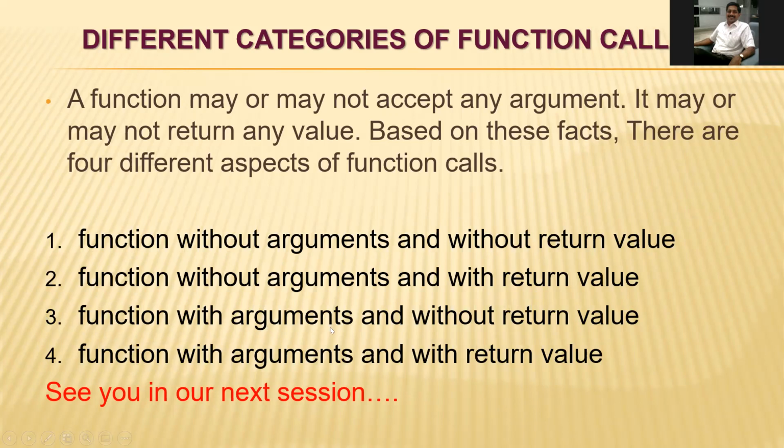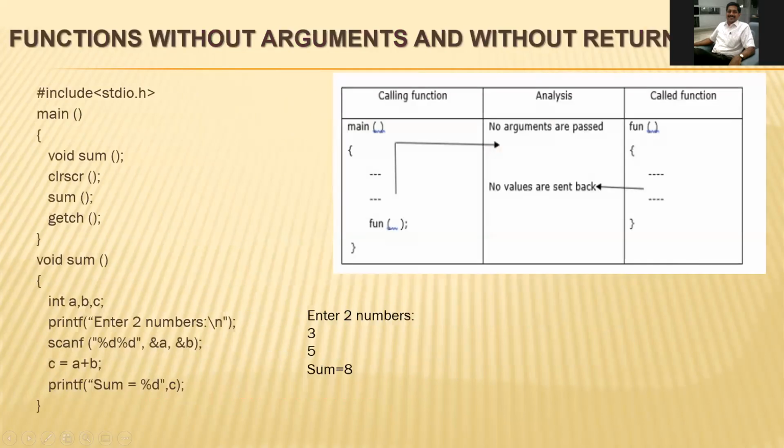The third category is functions with arguments and without return values: we are specifying the arguments, but we are not returning values. The fourth category is functions with arguments and with return values: we are passing the arguments to the next function written in that particular program, and we are passing the return values from the called function to the calling function. These are the categories. Let us discuss all the categories one by one.